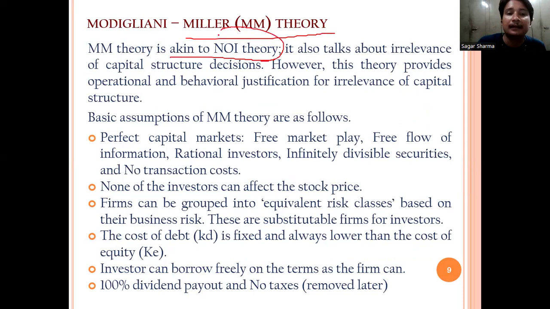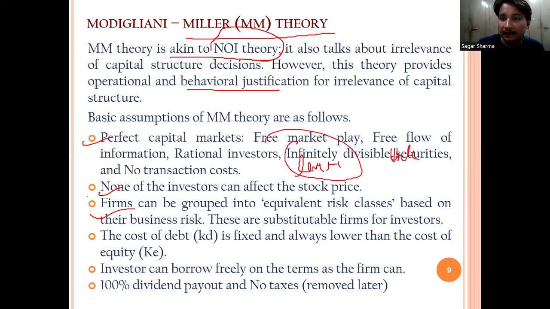It further elaborates the NOI theory with proper justification and behavioral justification. You can see what this theory is saying. There are various assumptions of this theory. Perfect capital markets. No investor can affect the stock price. Firms can be grouped into equivalent risk classes. As you already know, there are two types of firm, levered as well as unlevered firm. A levered firm is one where there is debt in its capital structure. An unlevered firm is one where there is no debt in its capital structure.